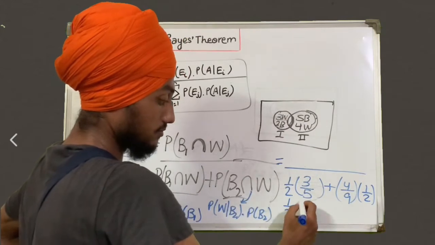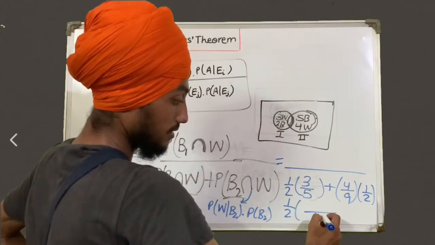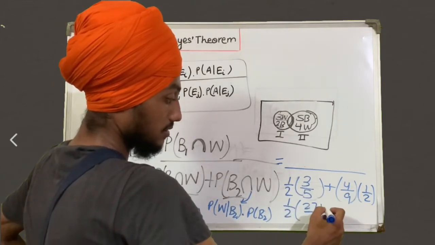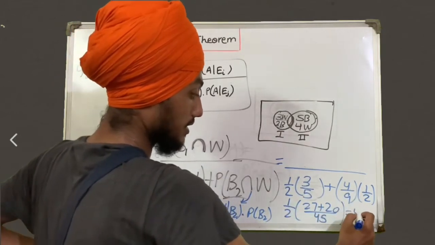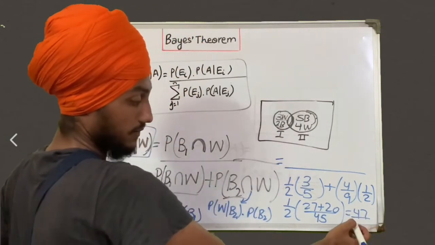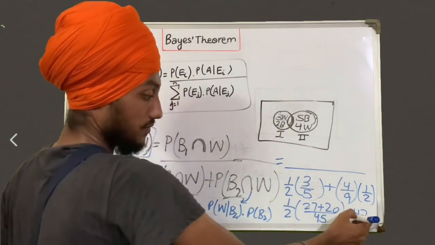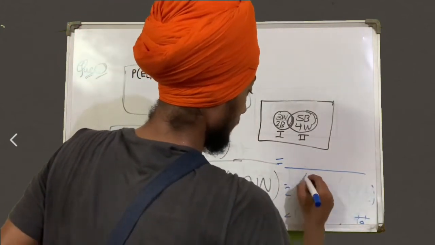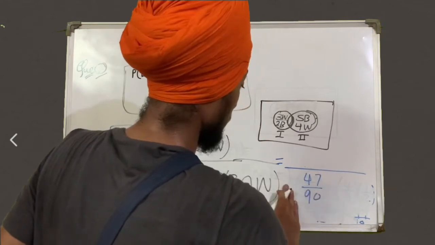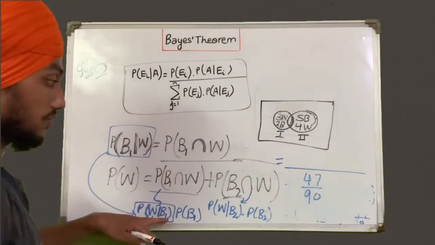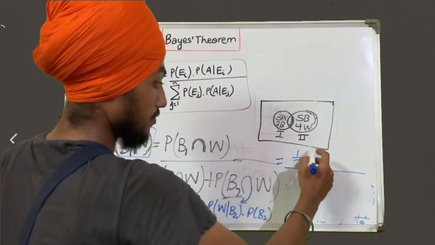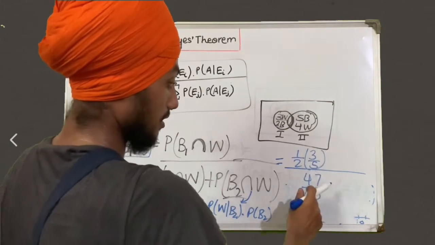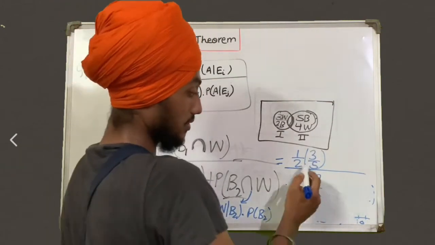So we're going to take this common thing here, and now 27 plus 20, that is going to be 47 by 45. No, 45 into 2, that is 90. So that's the answer here, 47 by 90. And what's the probability of this particular thing? We have found here, that is 1 by 2 into 3 by 5. Now it becomes easier for us to solve it.